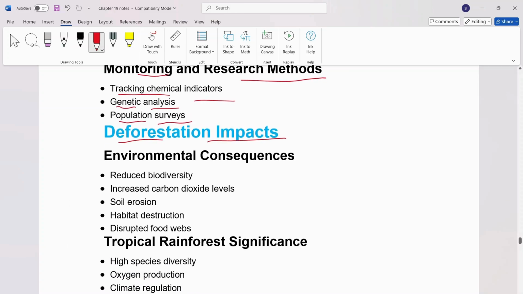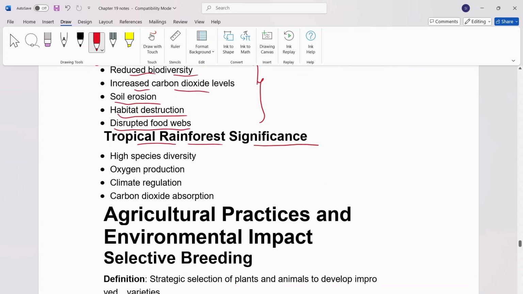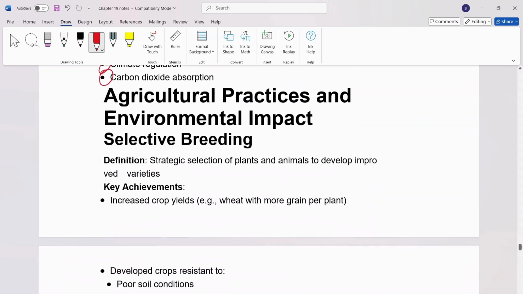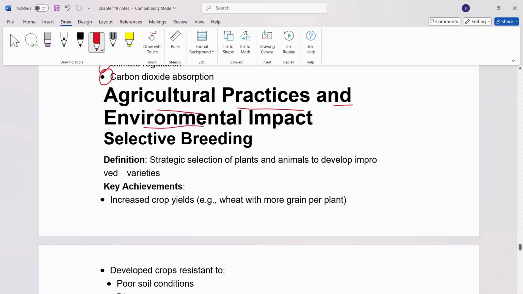Deforestation impacts: environmental consequences due to deforestation can be reduced biodiversity, increased carbon dioxide levels. Learn a few of these. Okay, soil erosion, habitat destruction, disrupted food webs. What is the tropical rainforest significance? High species diversity, oxygen production, climate regulation, and carbon dioxide absorption. Some agricultural practices and environmental impact.